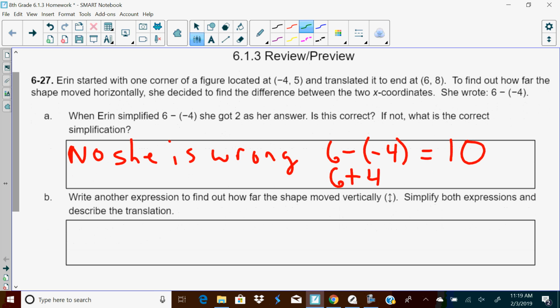Part B says, write another expression to find out how far the shape moved vertically. Simplify both expressions and describe the translation. So 8 and 5, so we're going to do 8 minus 5, which is 3. So that means she moved 3 up. Is where she went.